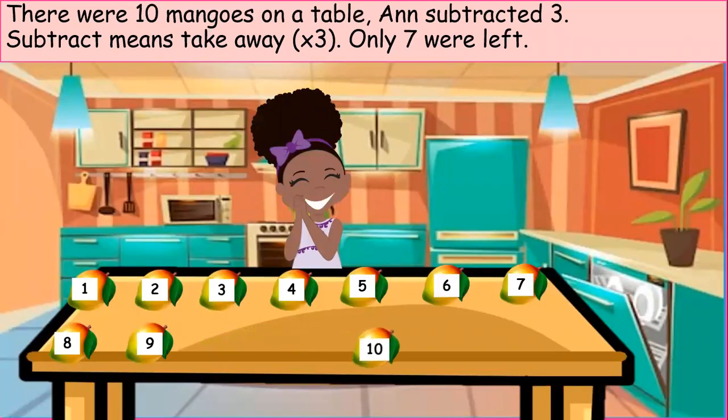There were 10 mangoes on a table, and Anne subtracted 3. Subtract means take away, subtract means take away. Only 7 were left.